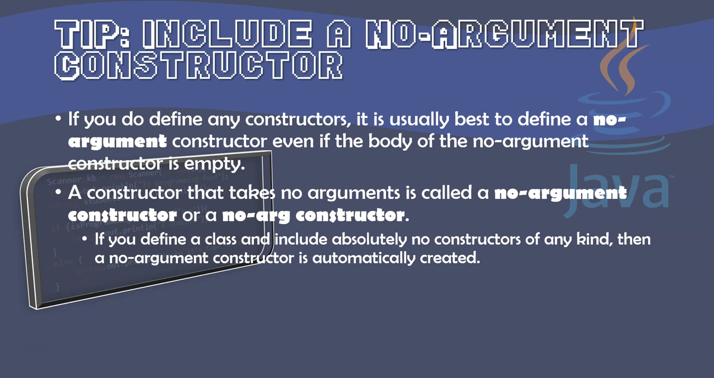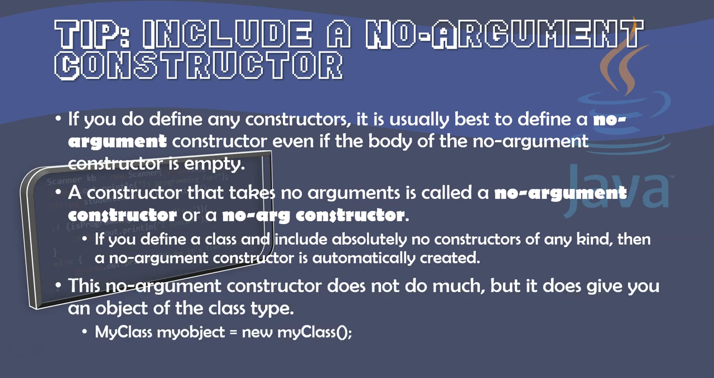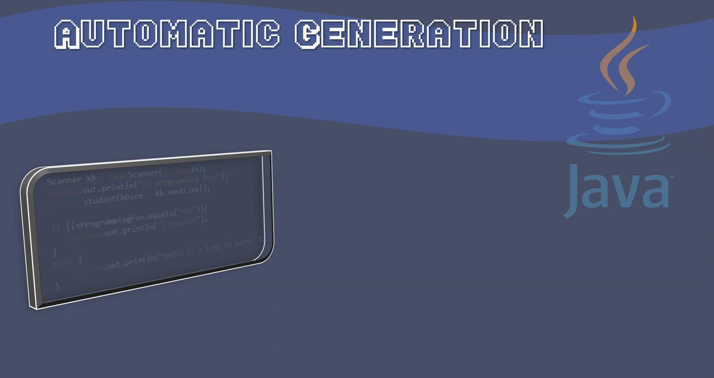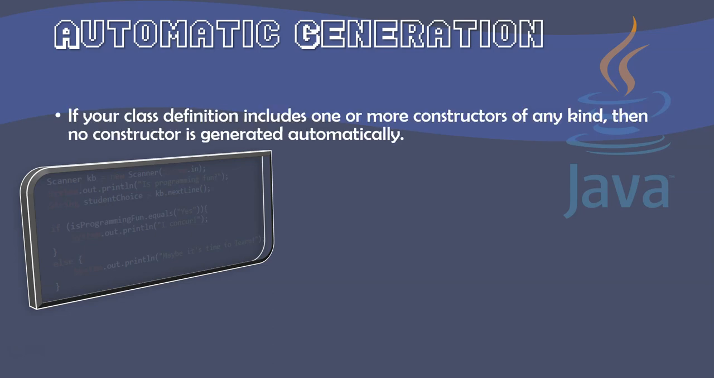If you define a class and include absolutely no constructors of any kind, then a no-argument constructor is automatically created by Java. Now, this no-argument constructor doesn't do much, but it gives you an object of the class type. So, for example, if I say MyClass myObject equals new MyClass, and I didn't define what it is, it's still going to function. And that's going to lead into this topic of automatic generation. If your class definition includes one or more constructors of any kind, then no constructor is generated automatically.